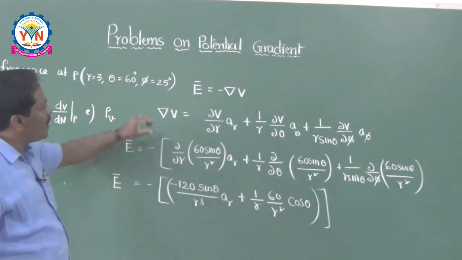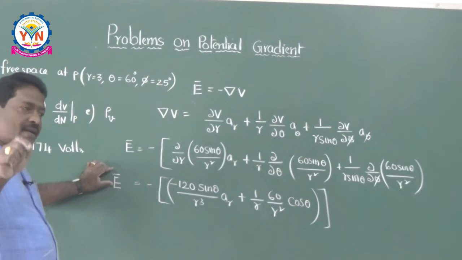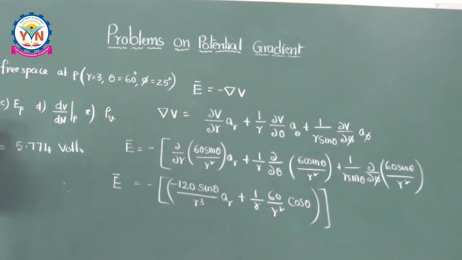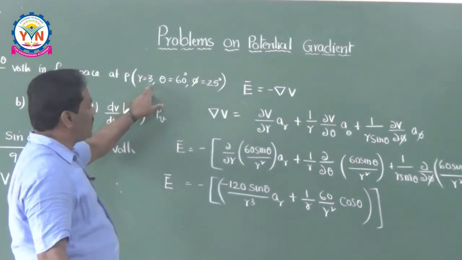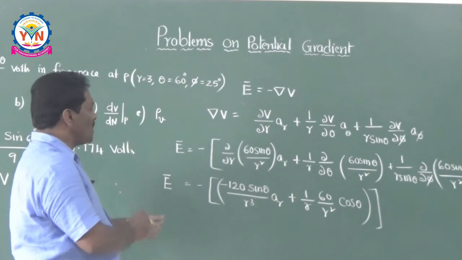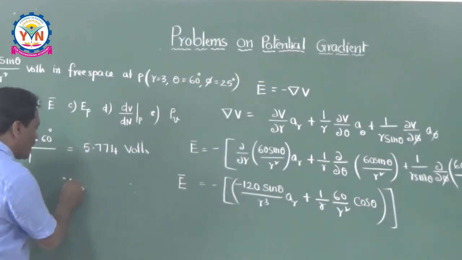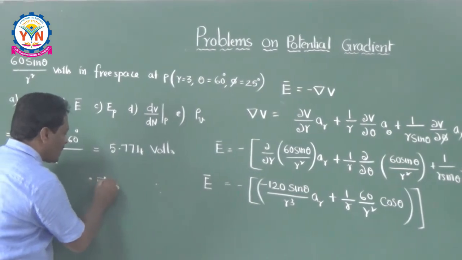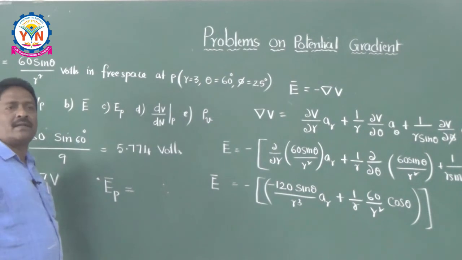See, if you know the del V formula, how quickly the electric field intensity comes. Once the electric field intensity is found, what is the third bit asking? Just at that particular point. What is the point he has given? R is equal to 3, theta is equal to 60 and phi is equal to 25. So substitute in this given equation and you are going to get the electric field intensity at the given point P.